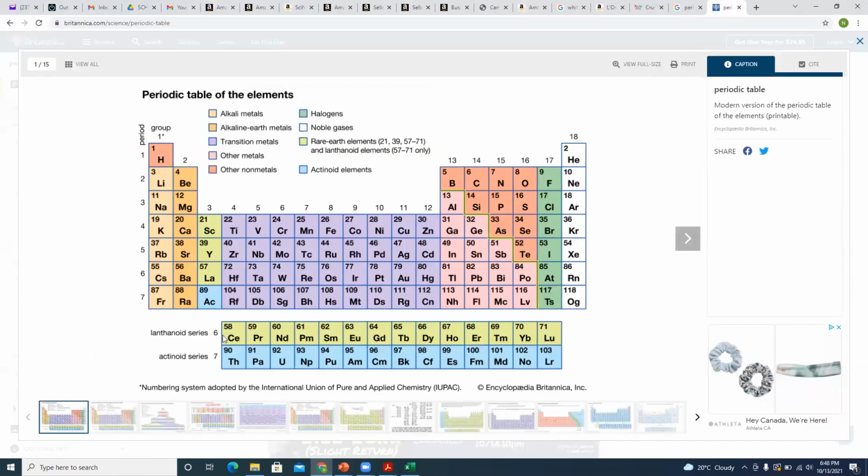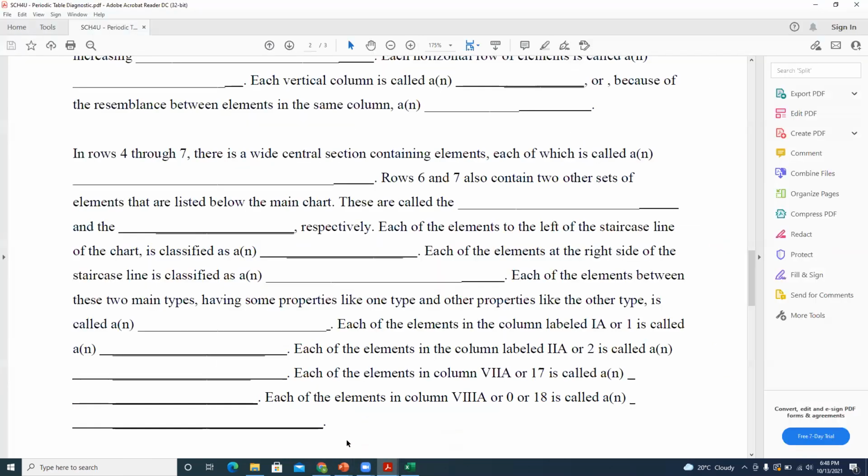So let's have a look. Here we go. Rows 6 and 7 listed below the chart are known as the lanthanoid series, and the row 7 series is the actinoid series, exactly. And each of the elements to the left of the staircase line of the chart is classified as a blank, and to the right of the staircase line is classified as a blank.